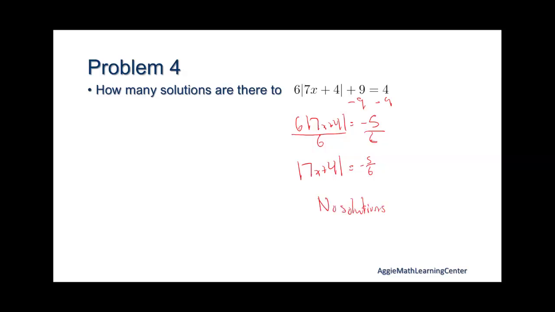So before you separate out, that's what you're going to want to check first. Okay, what's on the right side of my equation? Is it positive? Is it negative? If it's positive, then yes, you want to separate that out, one positive, one negative. But in this case, the absolute value can't become -5/6 no matter what. So, make sense? Any questions? Perfect. So yep, no solutions.